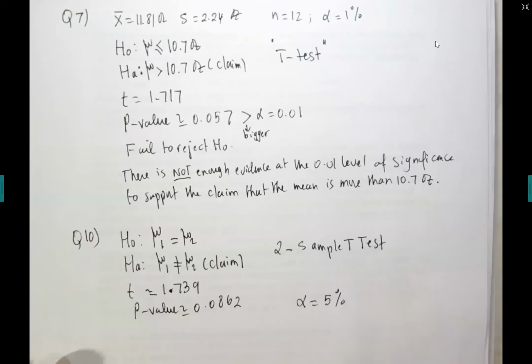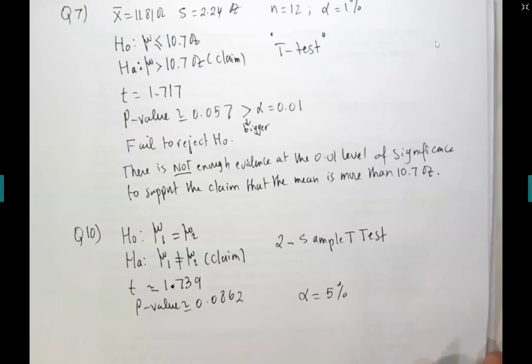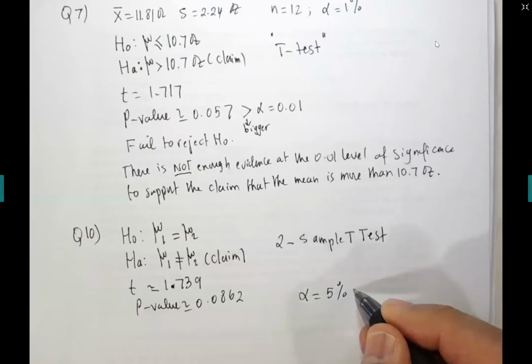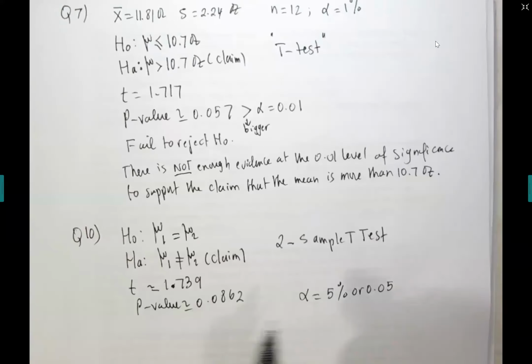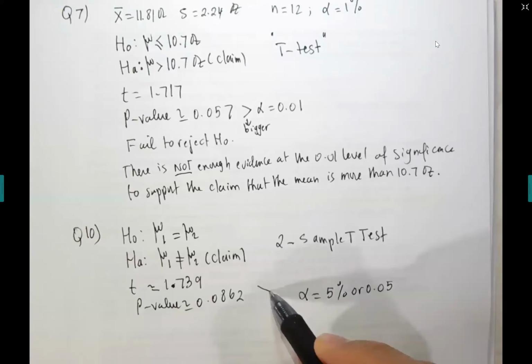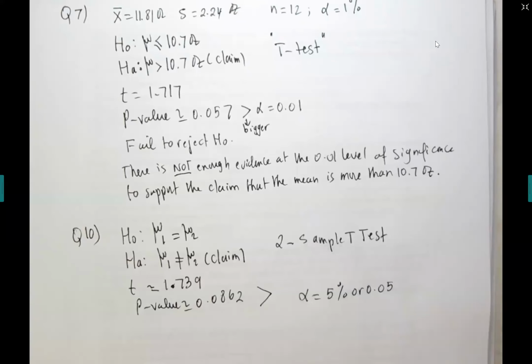Okay, guys. So what is the p-value? Is it bigger than alpha or smaller than alpha? 5%, guys, you can write it as 0.05. And again, compare. 0 is 0. 0.0, I have a 0.0. Then I have an 8, and then I have a 5. Well, the 8 is bigger than the 5, so it's bigger. So you fail to reject H0.